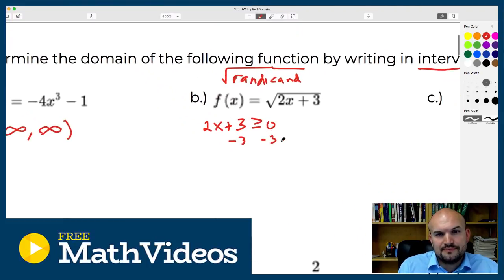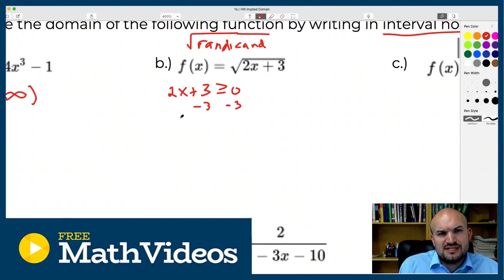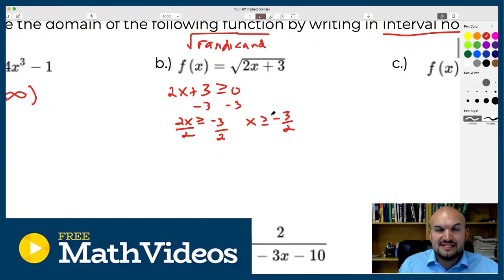Zoom in one more time. Subtract 3 on both sides, and then I'll divide by 2. And in this case, now I have x is going to be greater than or equal to negative 3/2. So what that means is all numbers that are larger than or equal to negative 3/2 is going to make this radicand positive. That means it's going to be within the domain.